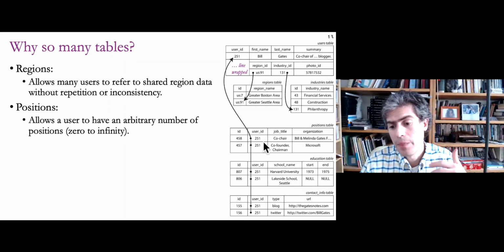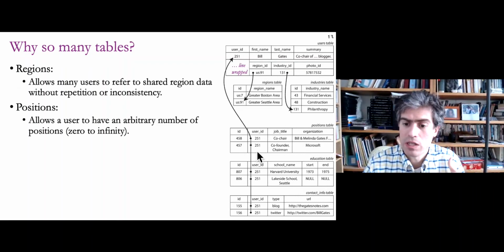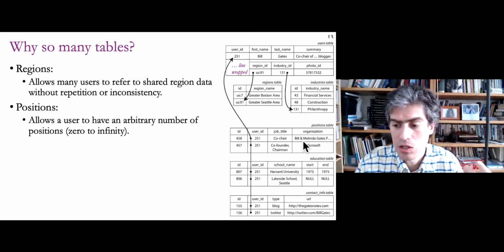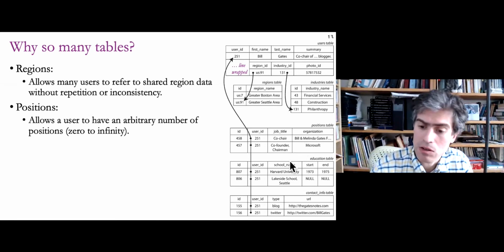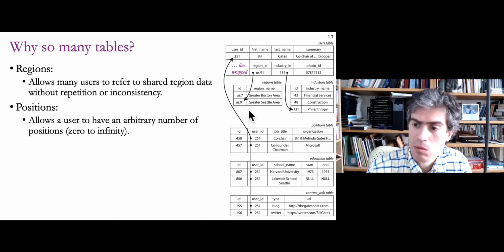So this schema allows it by having a user ID that never appears in the positions table. Or if Bill wants to add another position to his list, if he starts a new company or something, he can add a 3rd row to this table with also user ID 251, and the schema would support that.